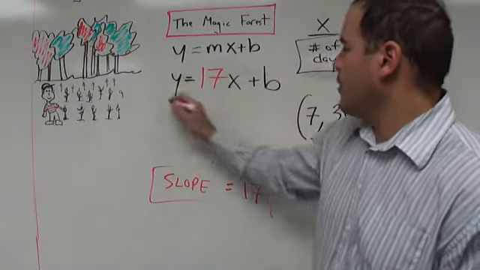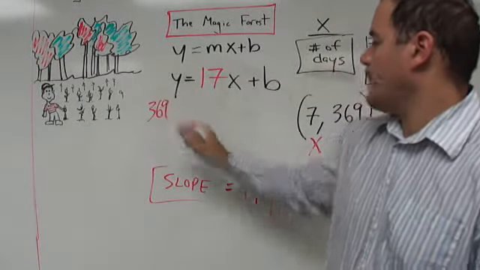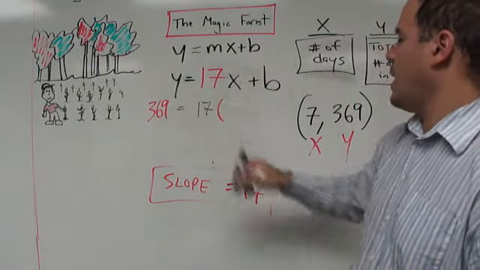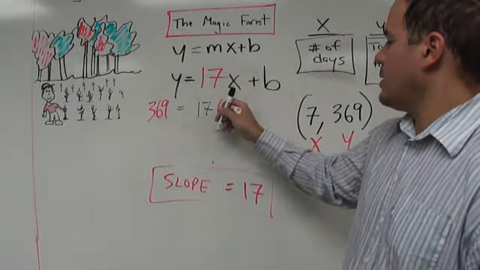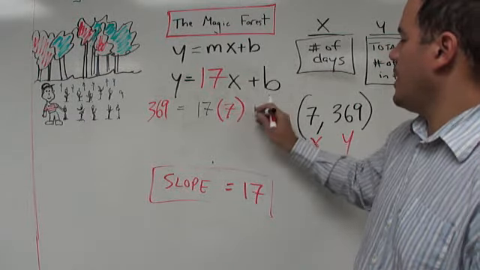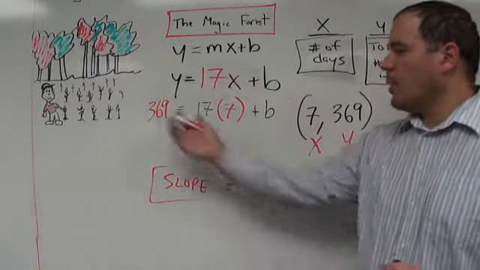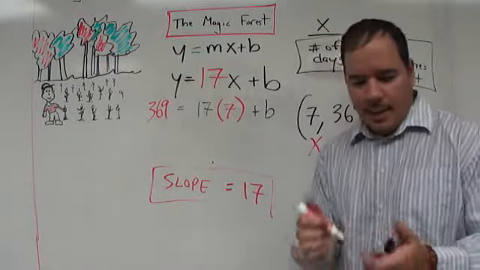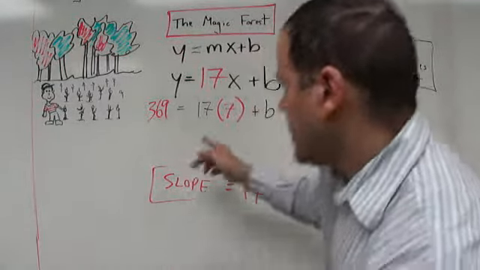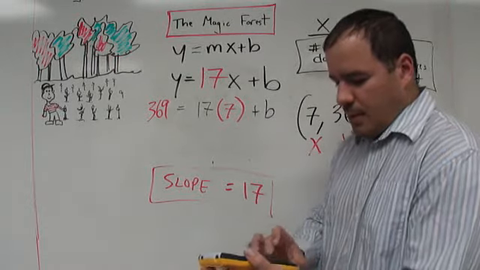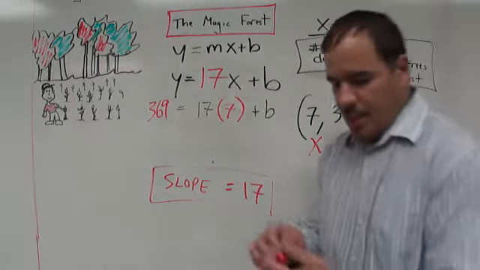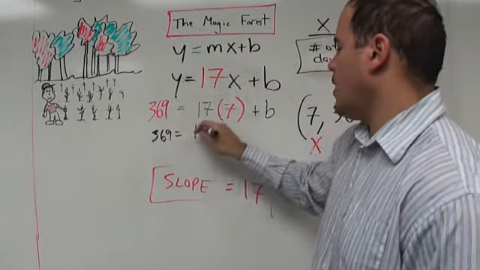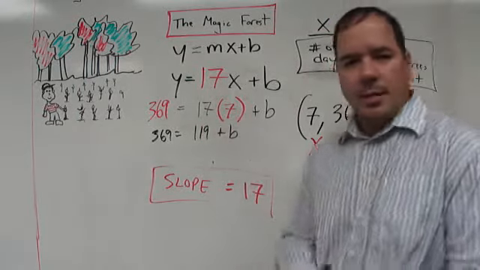So let's pop in 369 for Y, equals 17 times X is 7, here's 7, plus B. There we go. Now if we could just solve this equation for B, we're in business. We have the whole formula complete. Okay? Once again, I'm going to grab my calculator. 17 times 7 equals 119. Okay? So we have 369 equals 119 plus B.